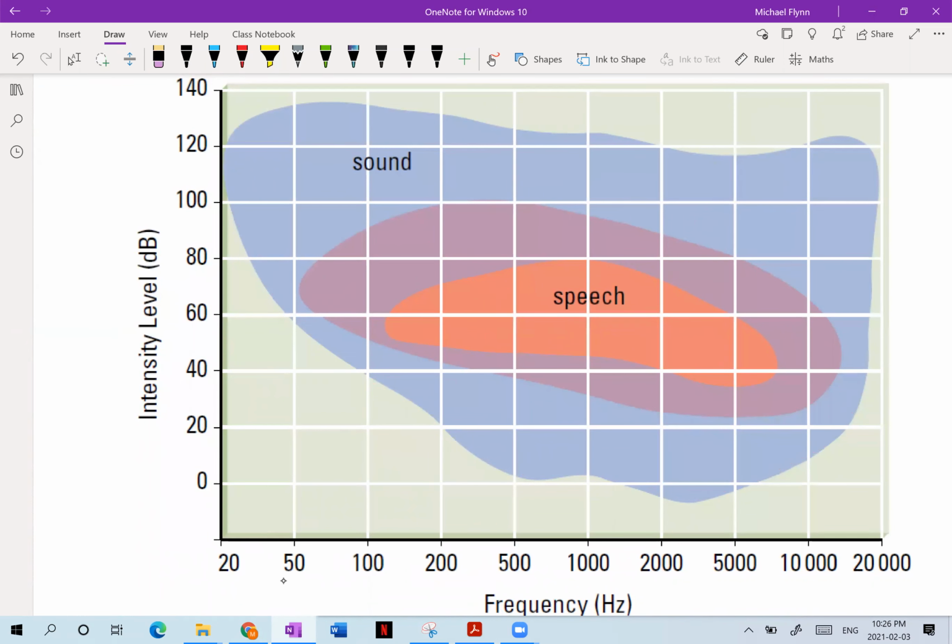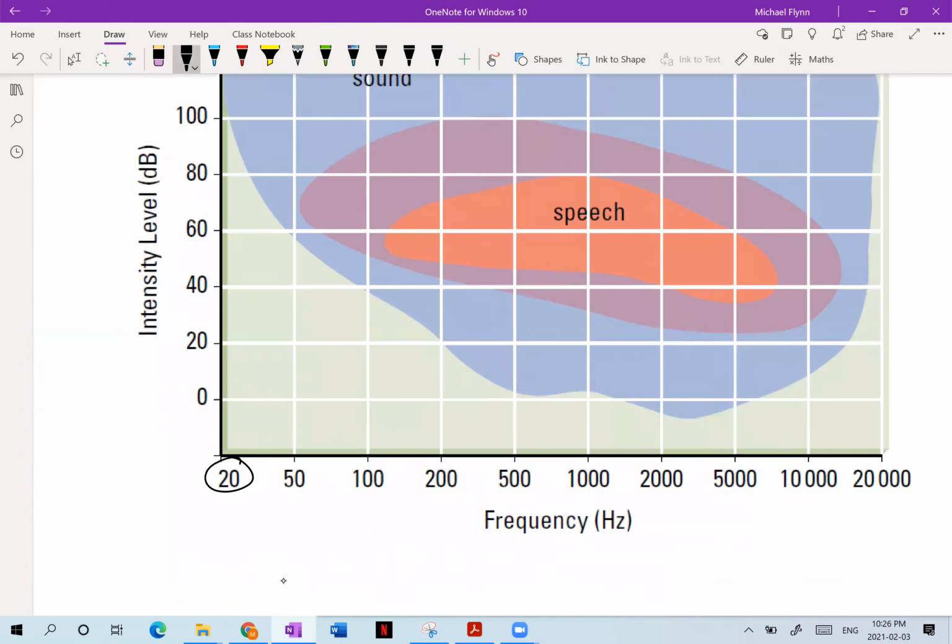Okay, what we're saying is, let's say you have a sound at 20 hertz. 20 hertz is a frequency right at the bottom of your hearing ability. How loud do you have to make the sound so you can hear it? So let's say I set my speaker to emit 20 decibels. Will I hear it? And this graph is telling me I will not hear that.